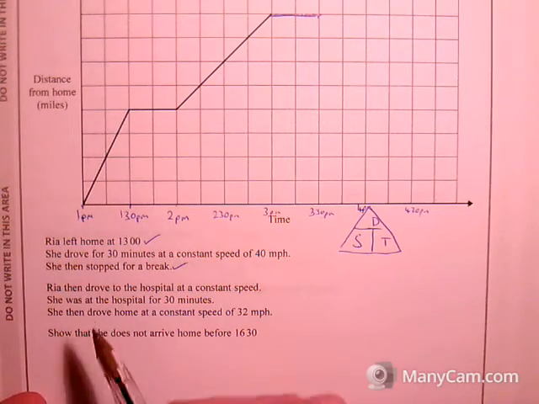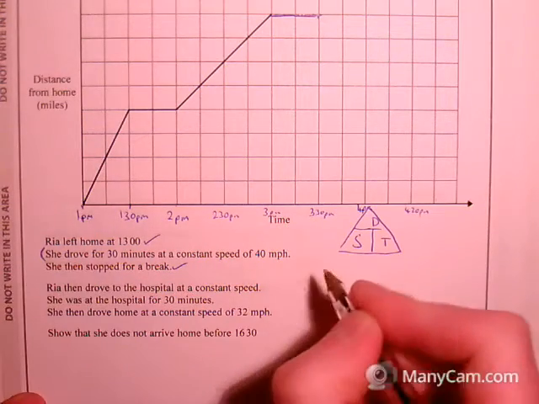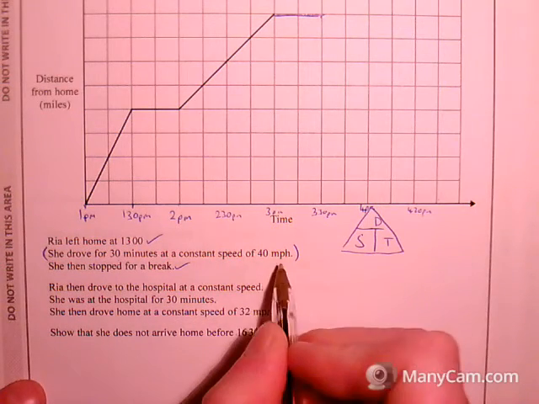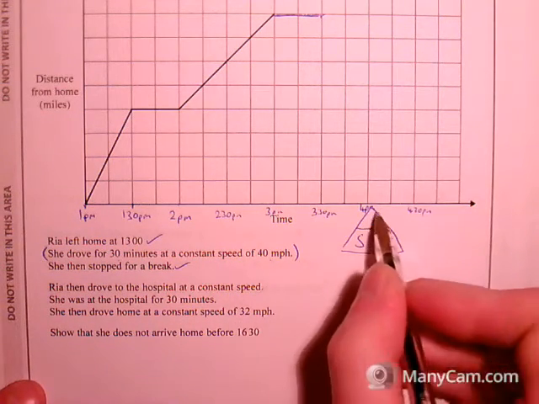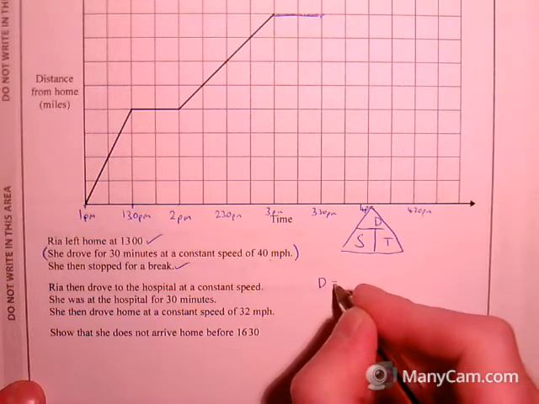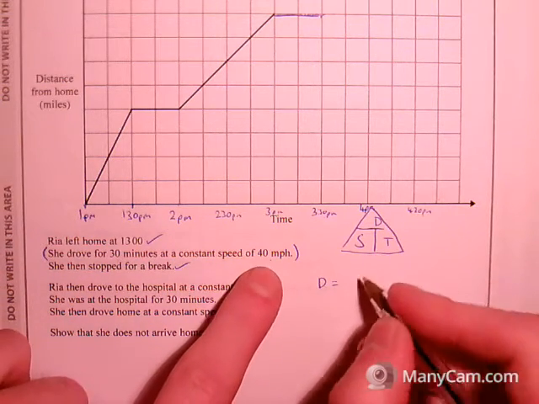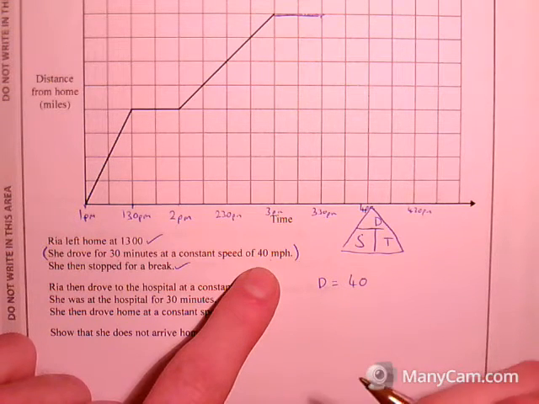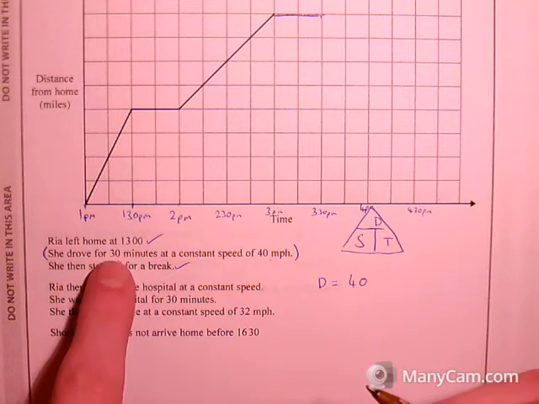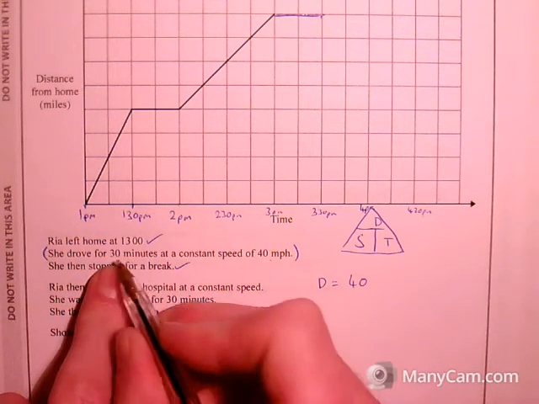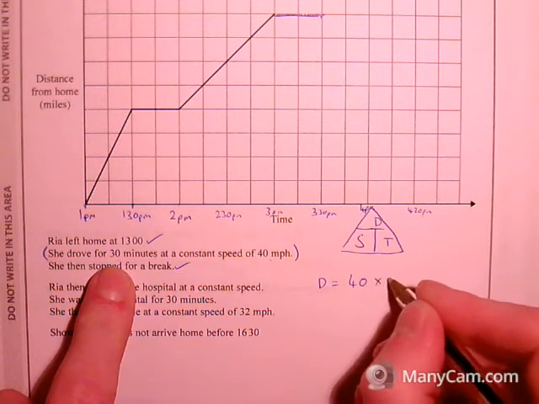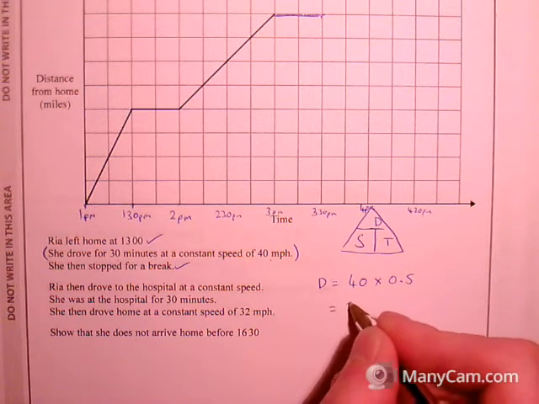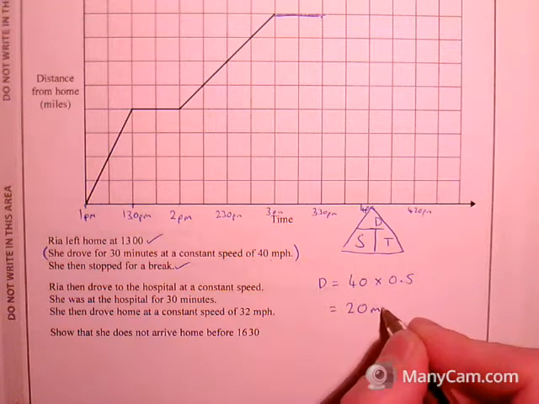The bit of information we can use for that is this part here where it says she drove for 30 minutes at a constant speed of 40 miles an hour. So we've got time, we've got speed, and we want to know the distance, so we can use that formula there. We know that distance is speed times time, so what speed is 40 miles an hour. Now you need to be careful because we want the distance in miles and it's miles per hour, so this time has to be in hours. So this 30 minutes in hours is 0.5, so it times by 0.5, half an hour. 40 times 0.5 gives me 20 miles.